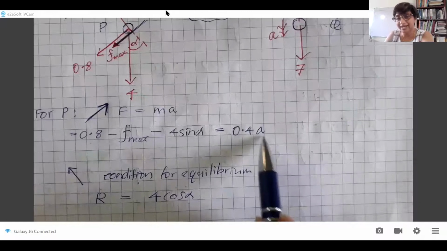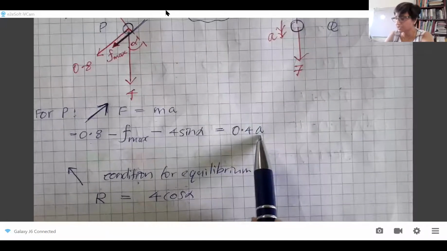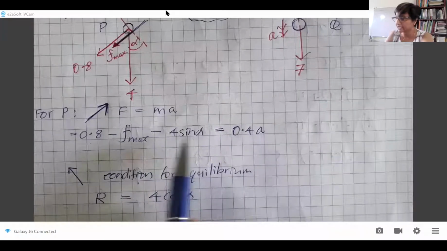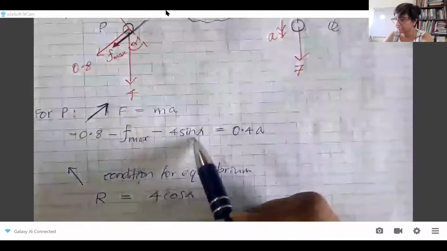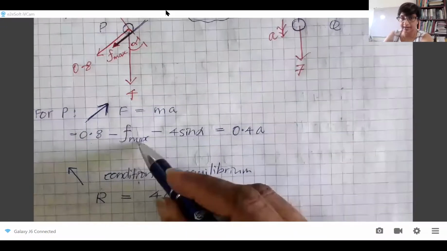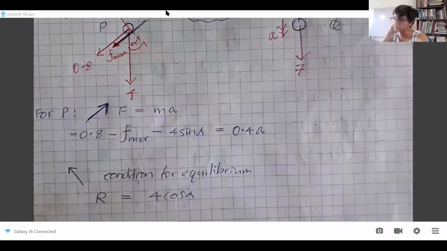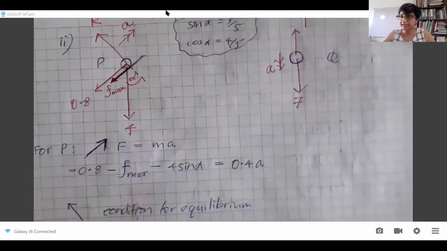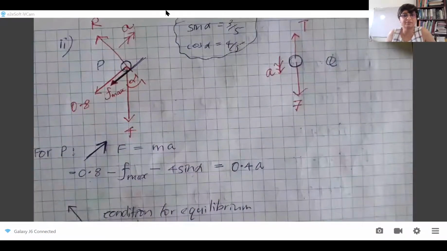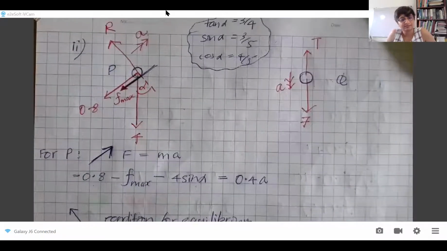Now we want to find a. Now you should be able to see now. I can use this equation itself to find a, because sine alpha I can put from here. F max I can write as mu r. R I found here. I can put it there. Oh, any forces missing in free body force diagram of P?